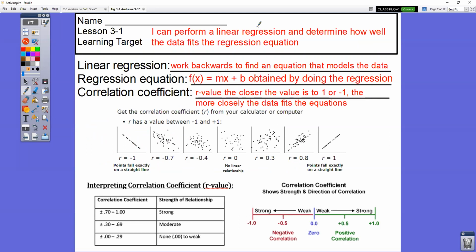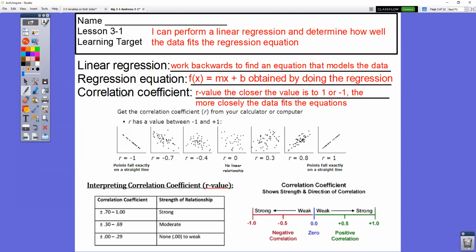There are some things that you have to memorize. So a linear regression, you're going to work backwards to find an equation that models the data. The regression equation is what I have here. I wrote it on the previous slide as well. The f of x equals mx plus b, and it's obtained by doing the regression. I'm going to show you how to do that on the calculator today.